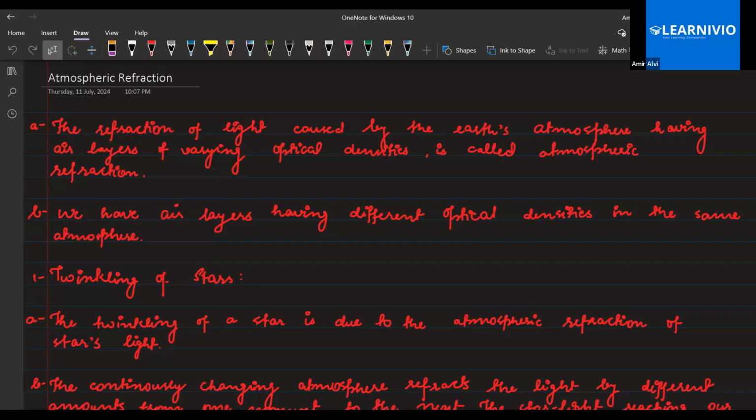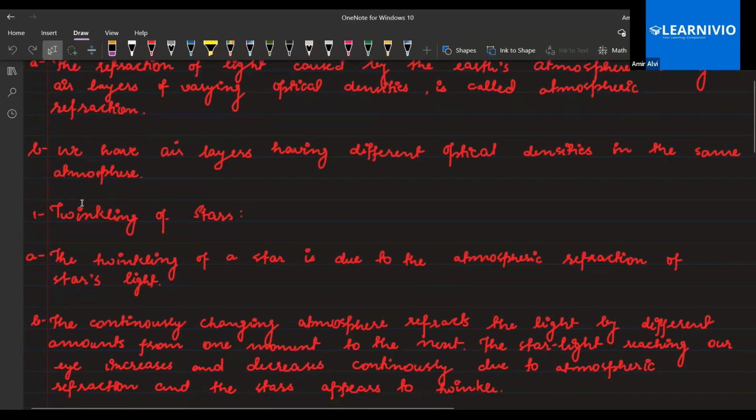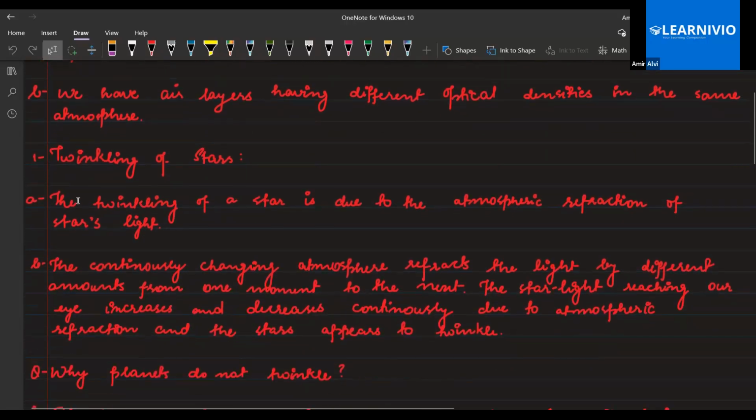Next, we have layers with different densities, and that's why atmospheric refraction happens. Each layer will basically deviate the light ray coming from the outer surface. So that's why we observe atmospheric refraction. The first thing that we're going to discuss in atmospheric refraction is the twinkling of stars. Twinkling of stars is due to the atmospheric refraction of starlight.